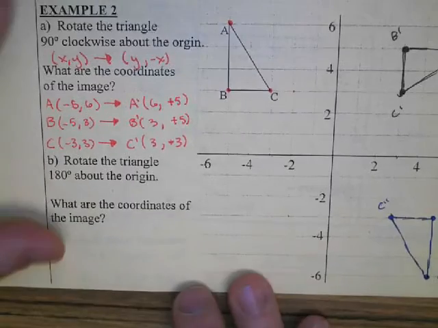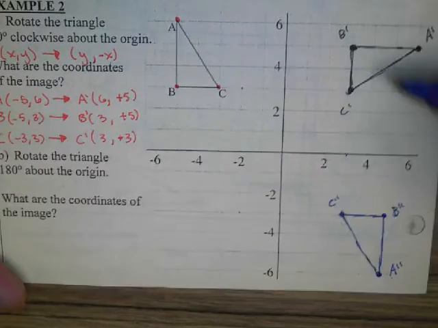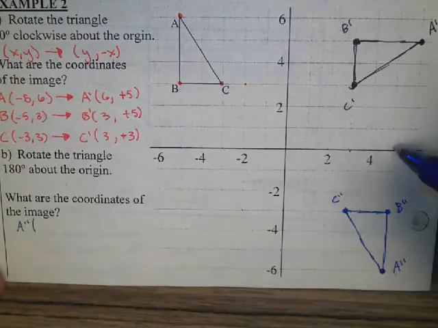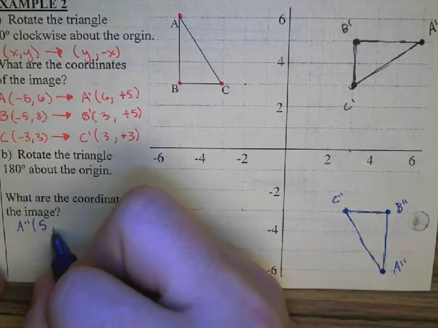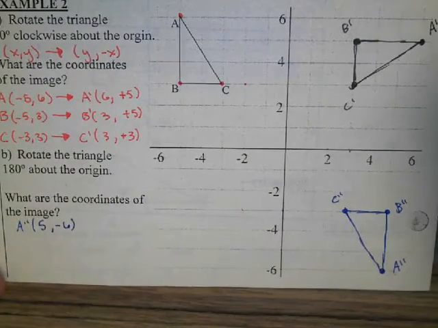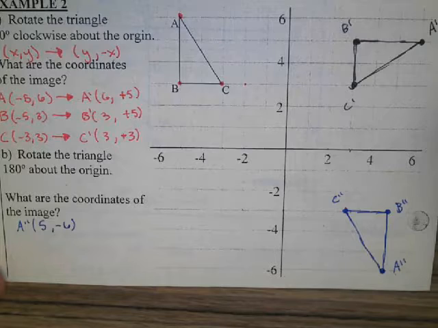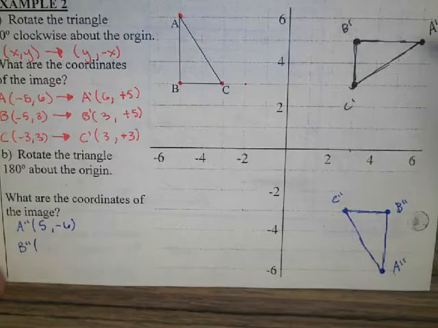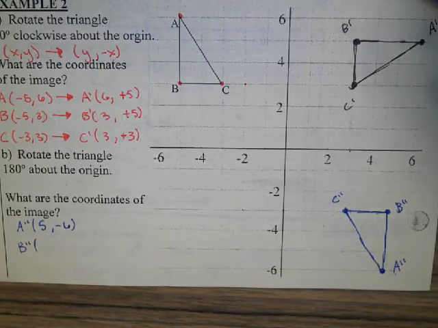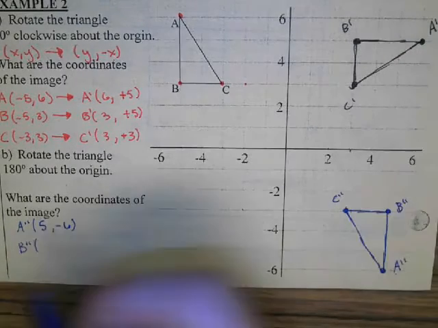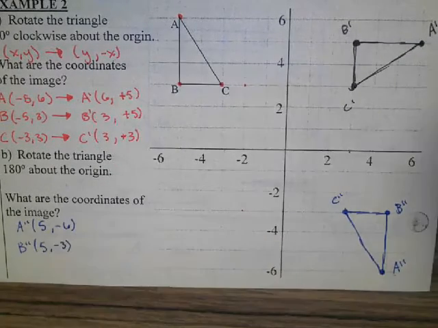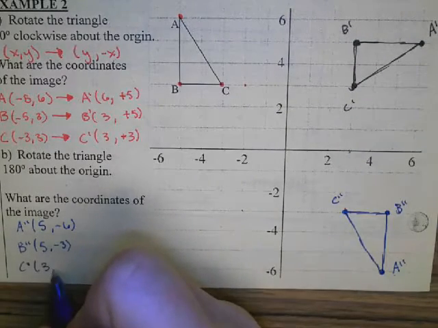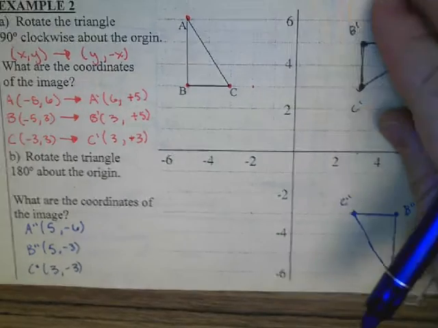Okay, so let's find the coordinates of our image. A double prime is located at 5, comma negative 6. B double prime is located at 5, comma negative 3. And then C double prime is located at 3, comma negative 3. Let's see if this matches our rule.